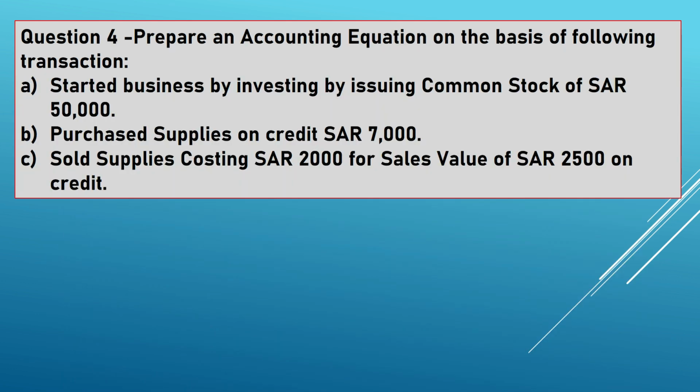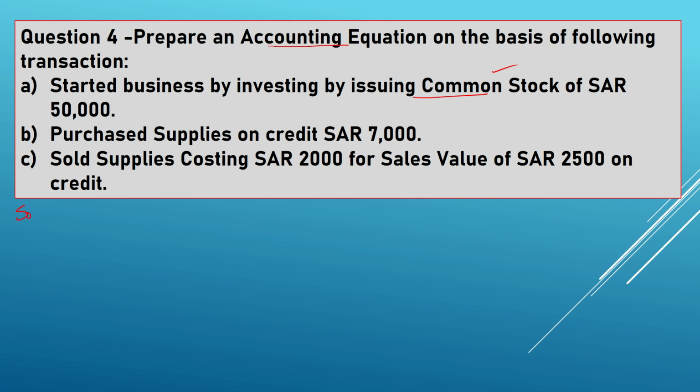Now we'll take two numerical questions. Question number 4: prepare an accounting equation on the basis of the following transactions. I have taken 3 transactions here. There can be 4 or 5 transactions as well, but I have taken 3 because of the lack of space to fit on one slide. The first is: started business by issuing common stock of 50,000. So it means the company has started, and this start of the business is by issuing the common stock.